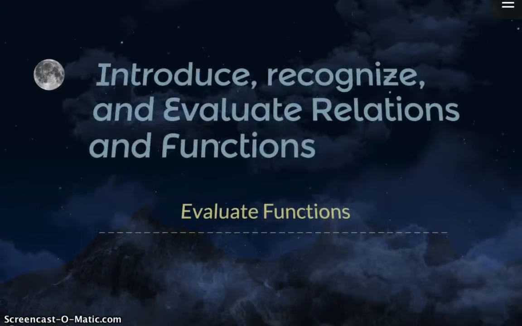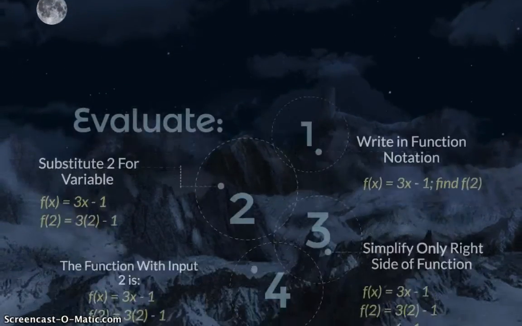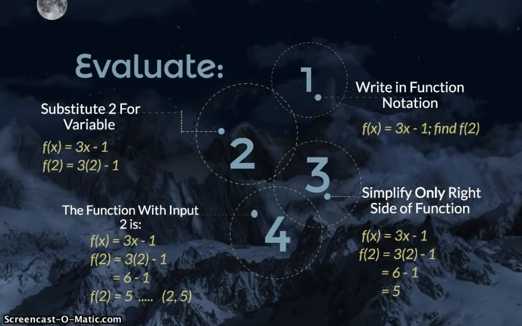So the next thing we want to do is be able to evaluate functions, and we're going to do this in 4 different steps. 1, if you're given the function, and again, this is f of x is equal to 3x minus 1. Originally, it was an equation, y equals 3x minus 1, but you want to deal with it as if it was a function. So you're asked to find f of 2 given f of x equals 3x minus 1. It's changed from an equation to an expression now.